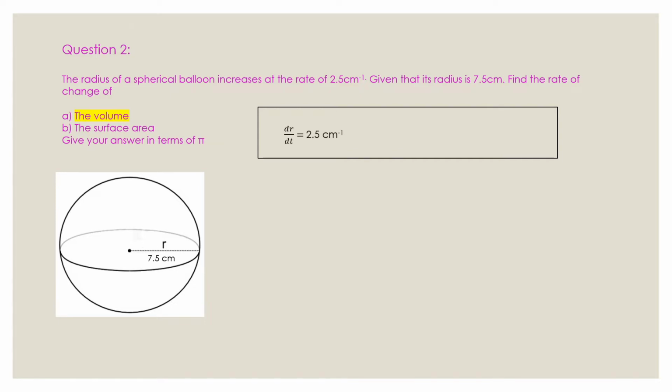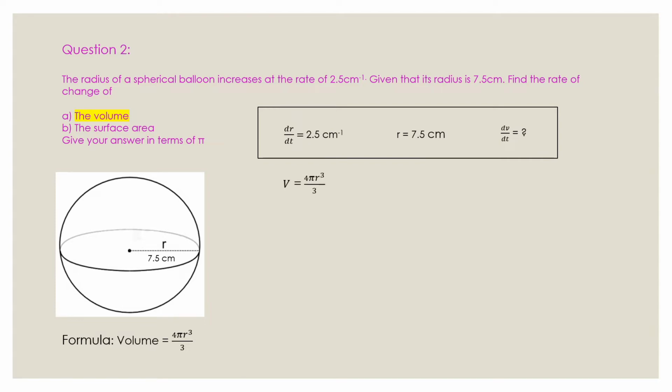The information that we can extract from the question is that the radius of a spherical balloon increases at the rate of 2.5 cm. It means dr over dt equals 2.5 cm for the rate of change of the radius, and the radius equals 7.5 cm. We need to find dV over dt, the rate of change of the volume. The formula that we use for this question is 4 pi r cubed over 3.